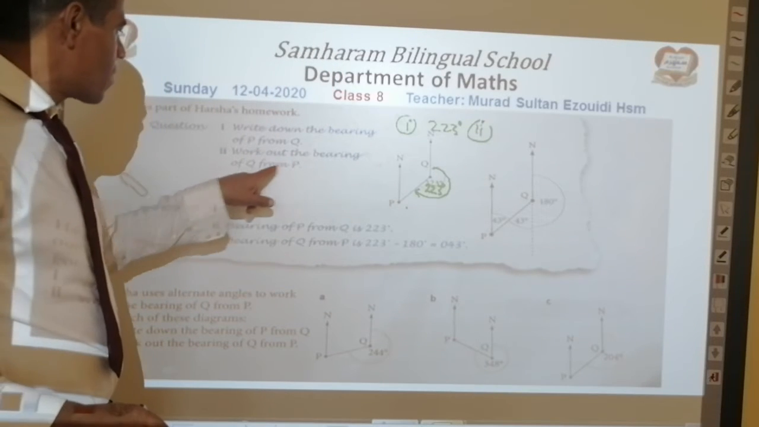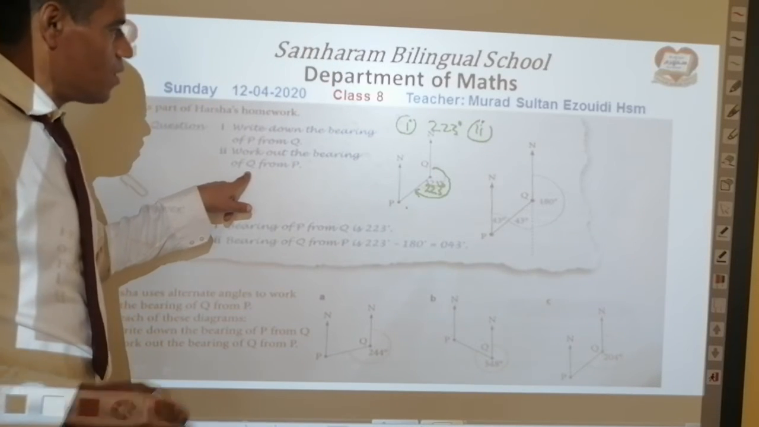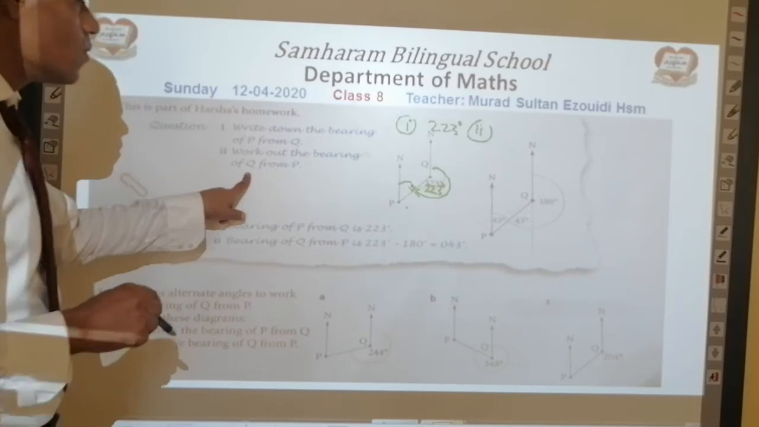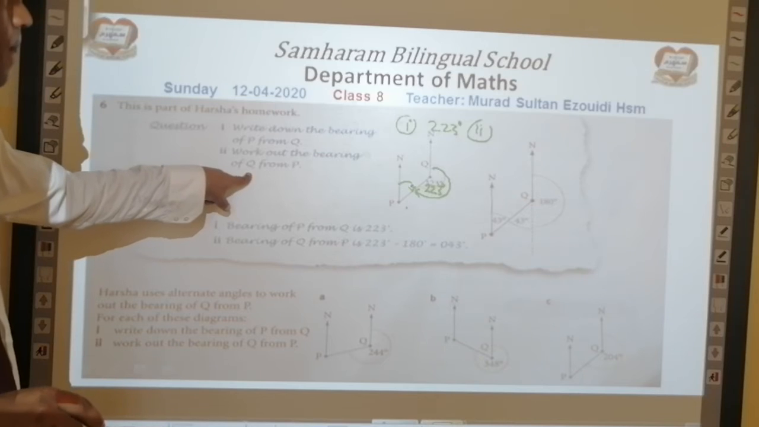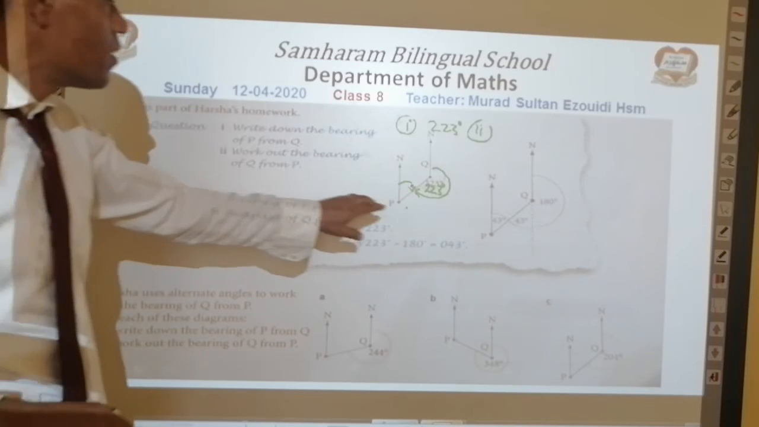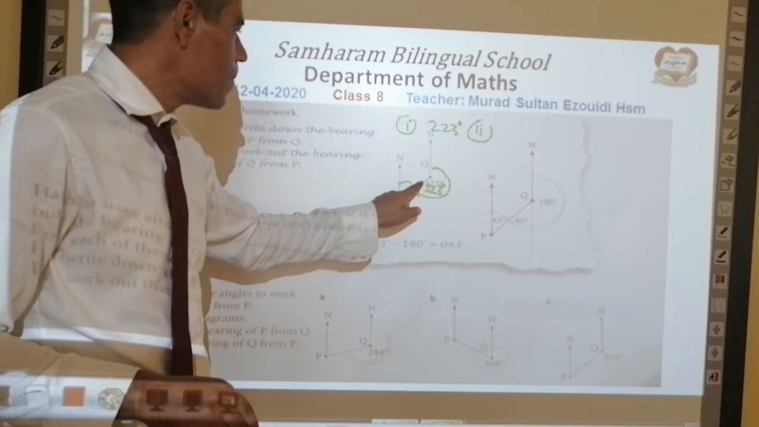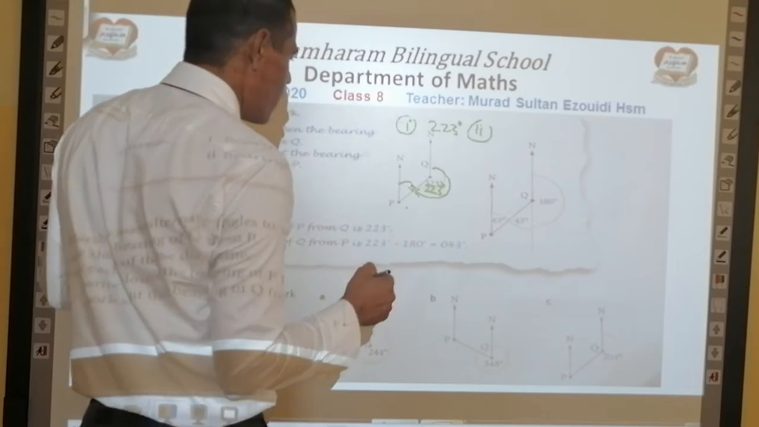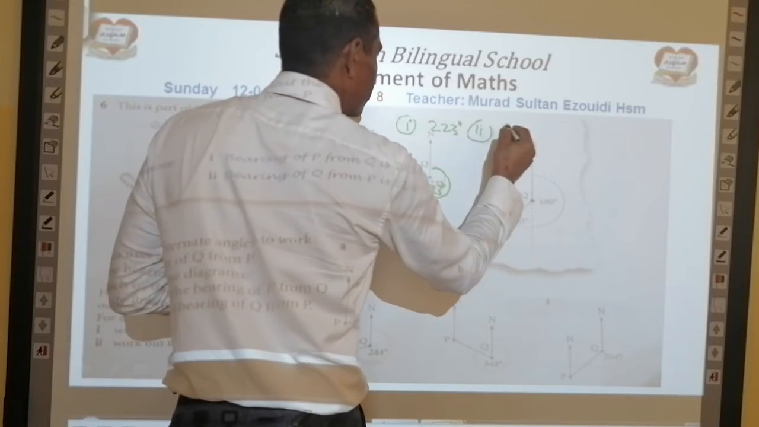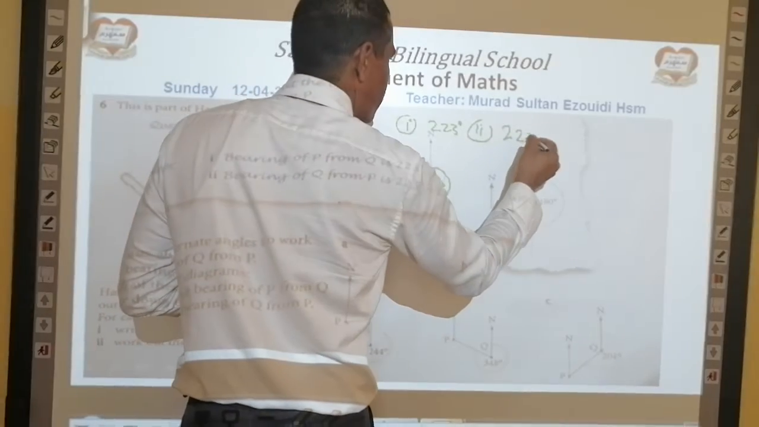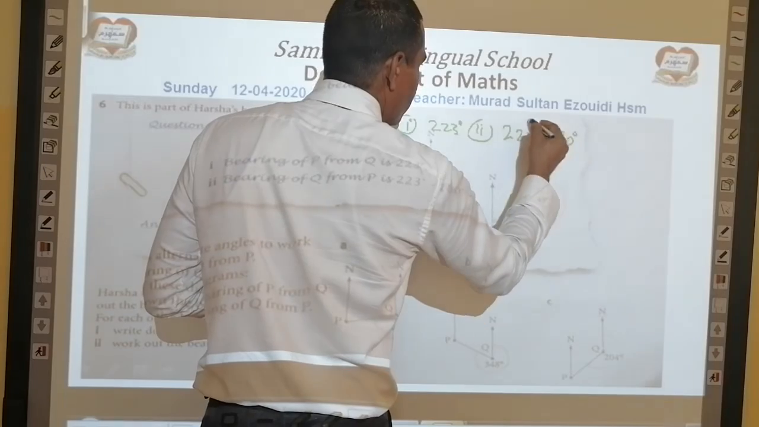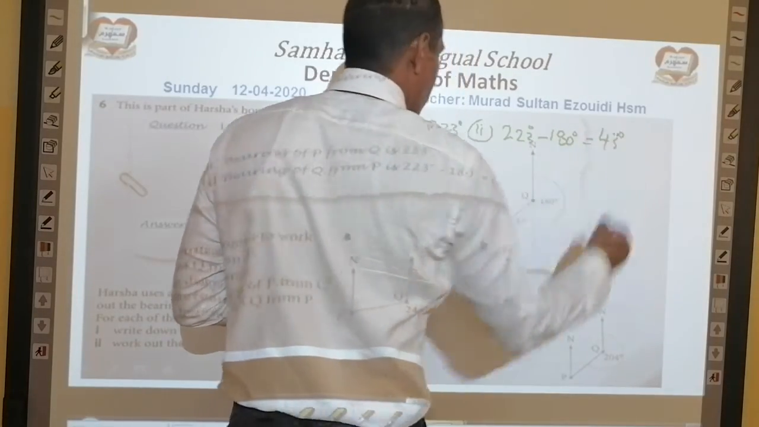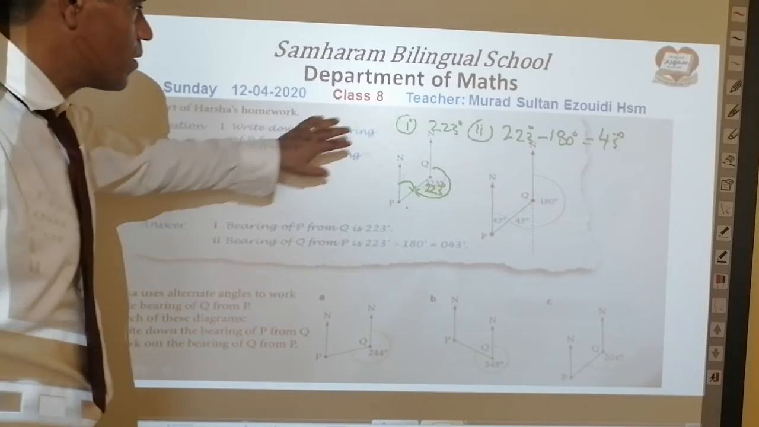Then double I, the bearing of key from P, this one, is what, my kids? Is 180, is 223 minus 180, okay? So 223 degree minus 180 degree gives what? Gives 43 degree. This is the first example for this one. Okay?